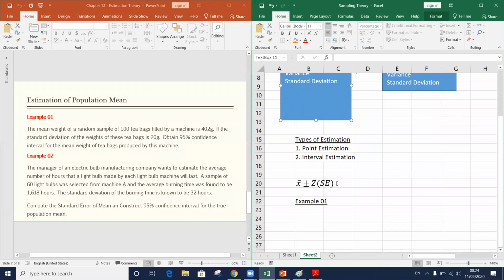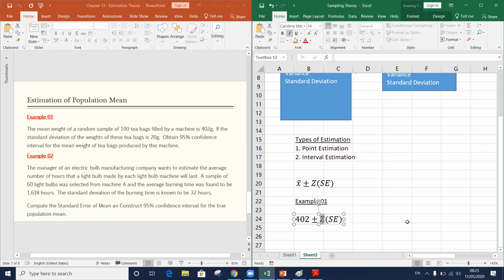For that, we can use this formula. X bar means the sample mean. Sample mean is given here. What is the sample mean value? The mean weight of a random sample of 100 tea bags filled by a machine is 402 grams. එහෙනම් මේ sample එකට අදාළ mean එක gram 402යි. Plus or minus the relevant Z value.